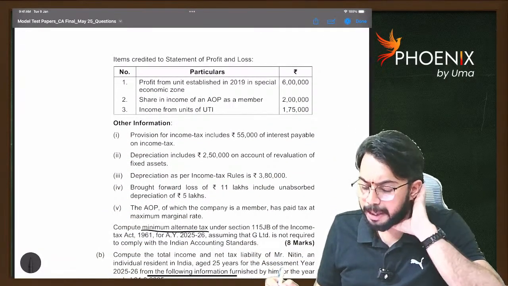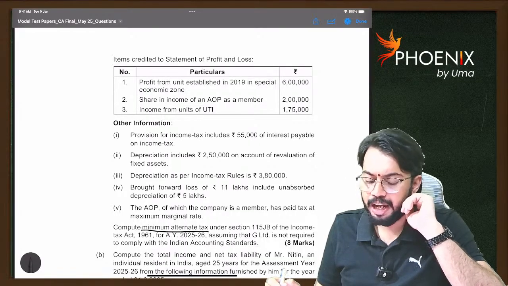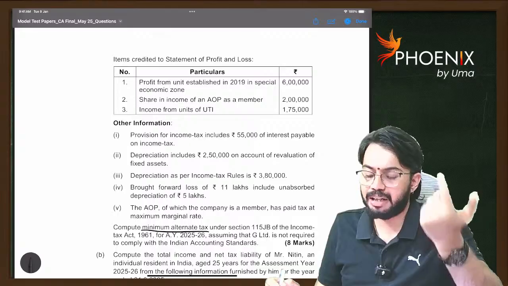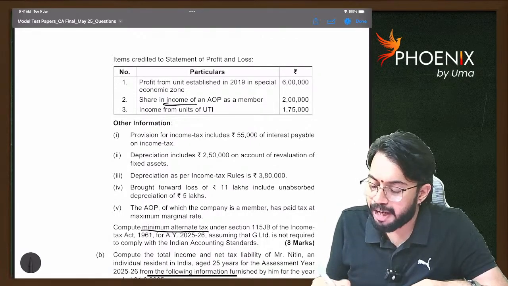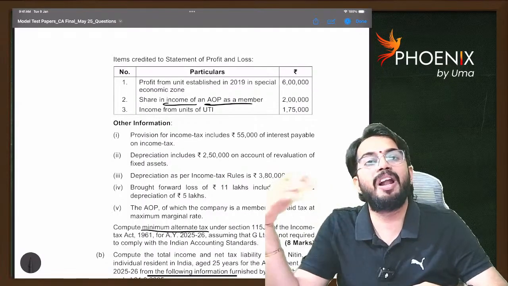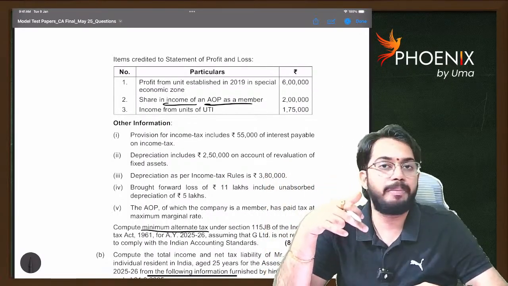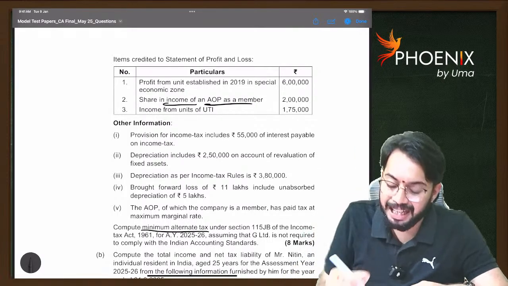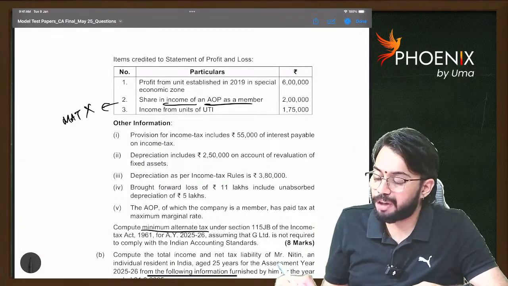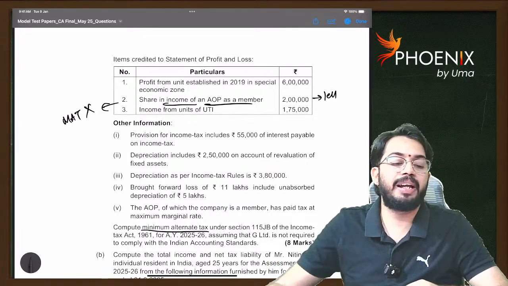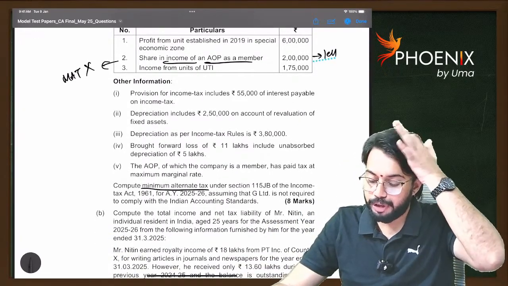Items credited to statement of P&L. Profit from unit established in 2019 in special economic zone. For that, MAT provisions are applicable. You need not disallow. Share of income of an AOP as a member. See, AOP already paid tax. Again, whatever the share of income received from AOP is there, again on that MAT is not applicable. As MAT is not applicable, we will reduce it while calculating book profits. Income from units of UTI.